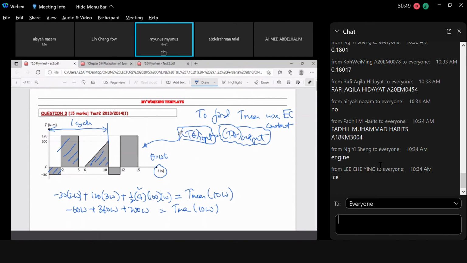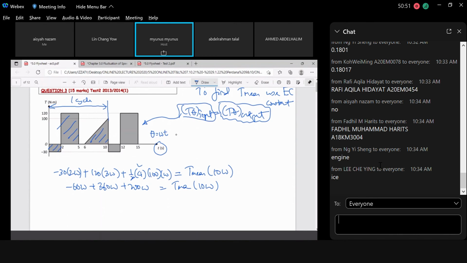If my calculation is correct, you have 500. So 500 omega equals T min times 10 omega, and your T min is equal to 50 newtons. Correct or not? You can solve this using a calculator. Yes or no?